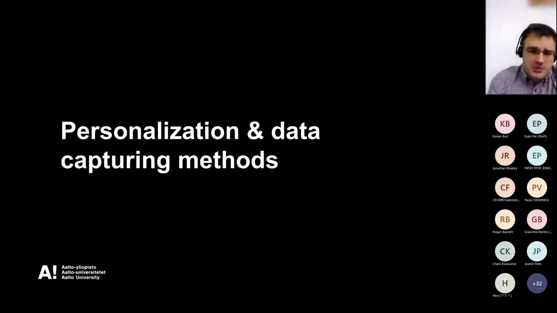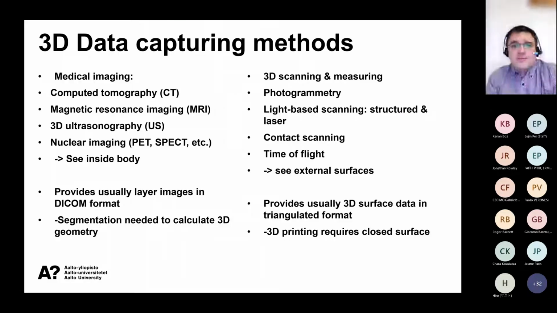First, let's look a little bit at personalization and data capturing methods. Let's start from medical imaging. There are X-ray based methods like computed tomography, which can be used to capture patient data, or you use magnetic resonance imaging, 3D ultrasound, nuclear imaging. With those you can see inside the body, and that usually provides images in the DICOM format. Then you can use segmentation methods to calculate 3D geometry out of that. So with that you can see inside of the body or a part, and computed tomography is also used in industrial settings.